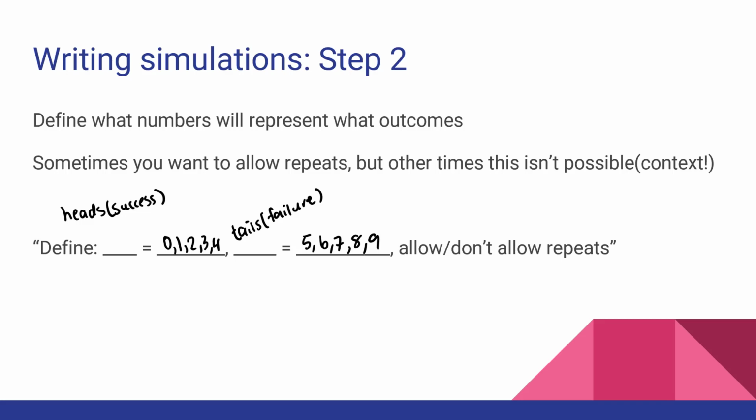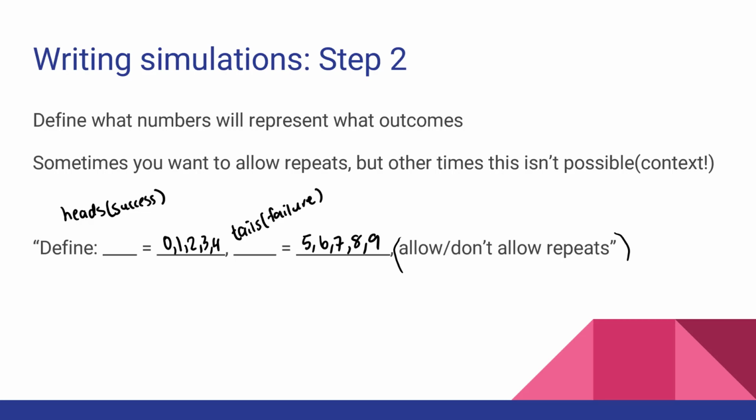The second part of this definition is allowing or not allowing repeats. This ties to the real world in this way. Is it possible to flip heads more than once? The answer to that is yes. You can flip 2 tails in a row or 2 heads in a row. However, there are some cases when you can't have repeats. For example, if you're choosing 5 students out of a class and you're simulating which 5 students you're going to get, I can't choose the same person twice. So in this case, I wouldn't be able to allow repeats because I can't choose 2 of the same person.